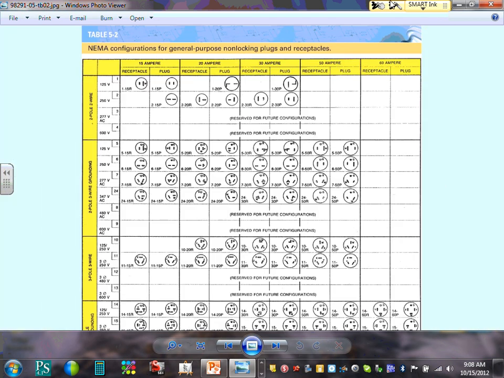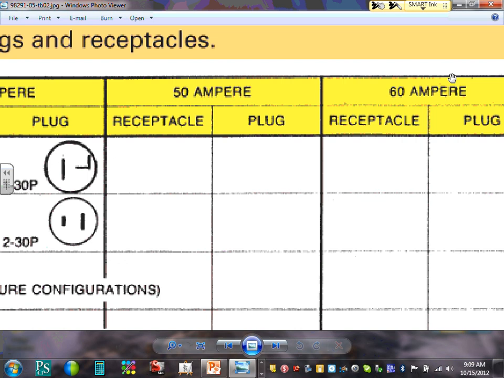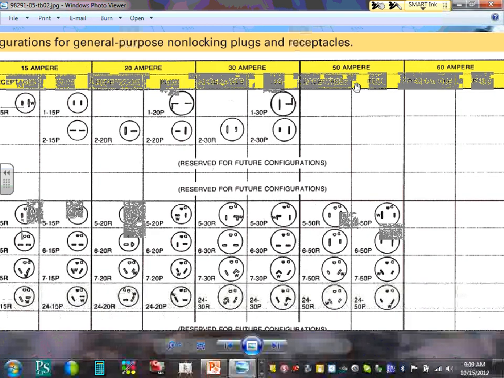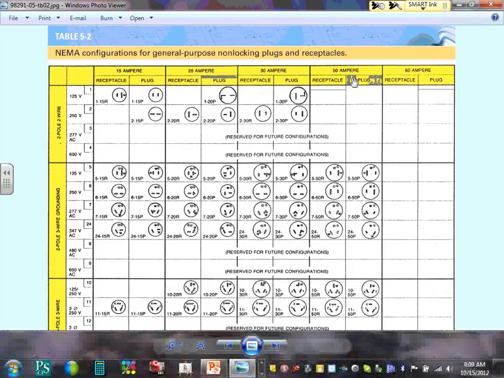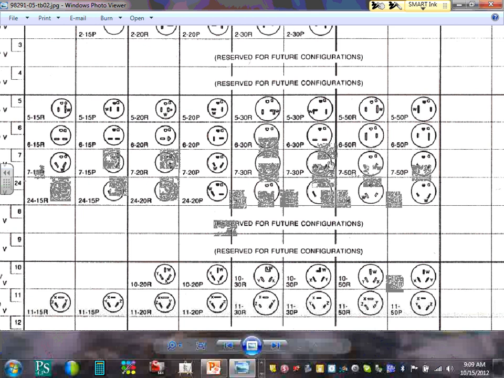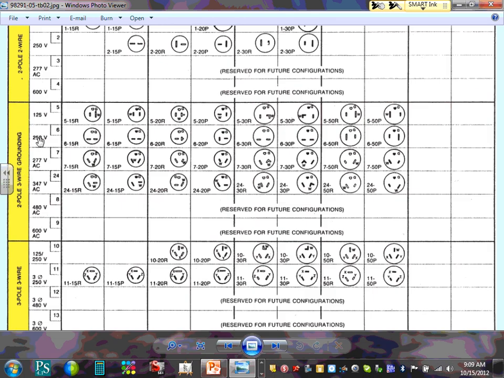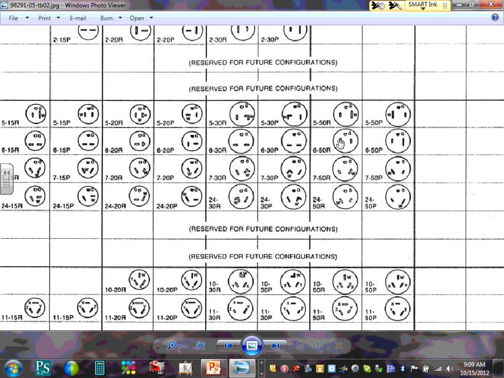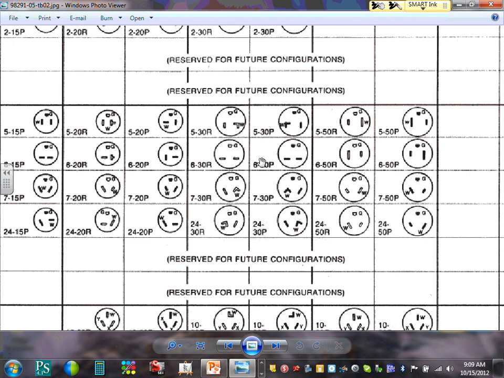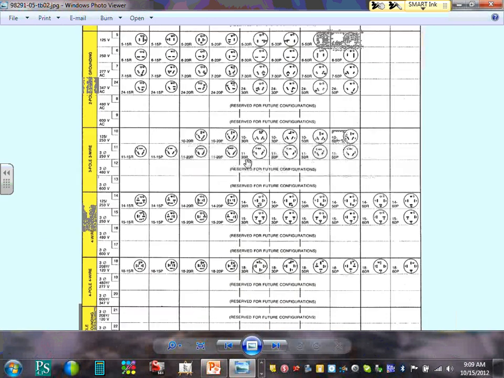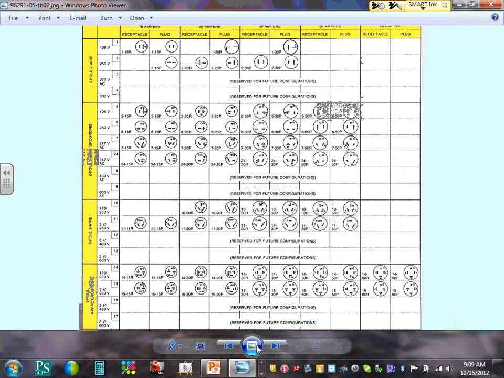Okay, and you can see all the way they still have some future expansion, guys, but up to 50 amp, you can get 50 amp. Here's 50 amp receptacles. Look at the voltage, 277, 240, 250, with a ground right here. So these are all your plugs and receptacles.